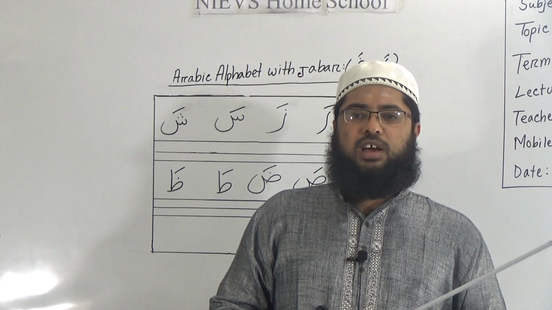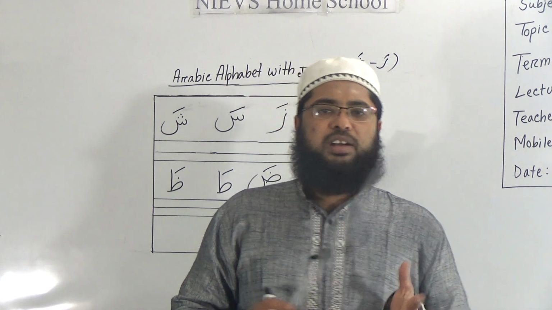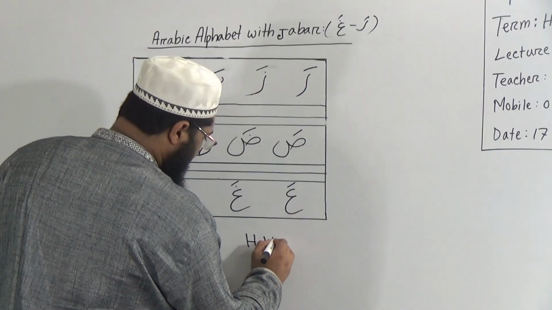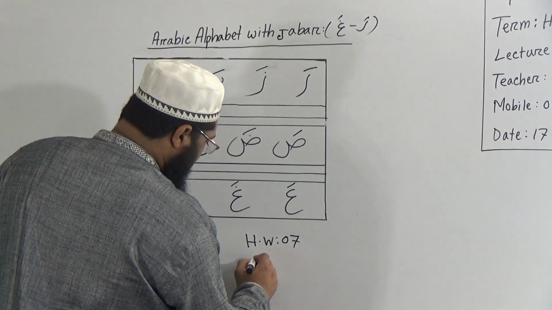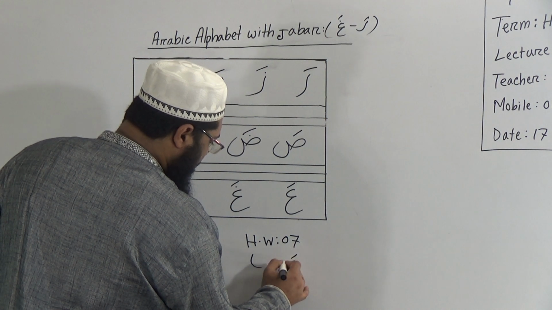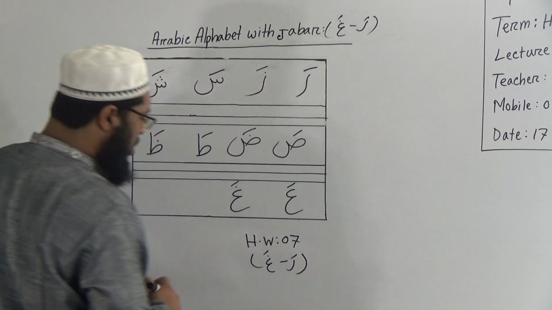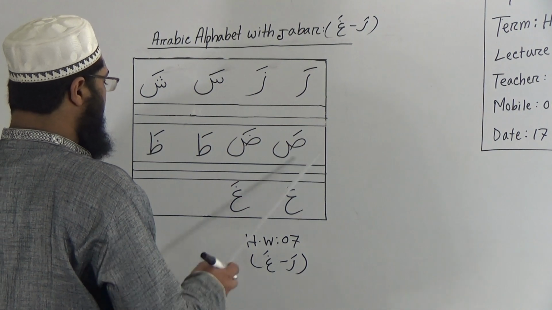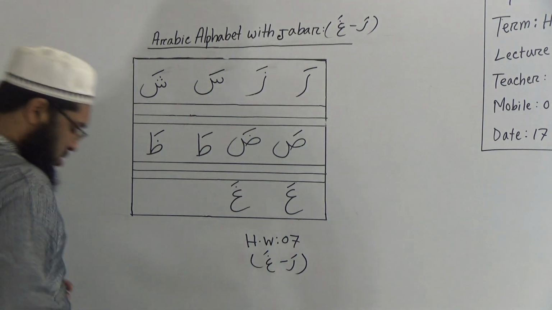Okay, my dear students, Alhamdulillah, I hope that you have understood our today's topic very clearly. Now look at the board again. Today is our SW number 7, and you will make SW at your home: Arabic alphabet with Jabar from Ra Zabar Ra to Ghain Zabar Gha.